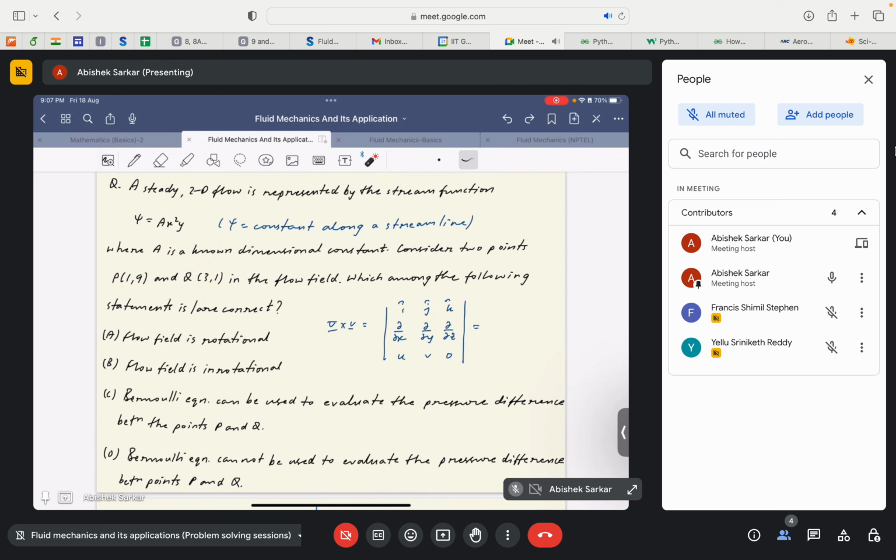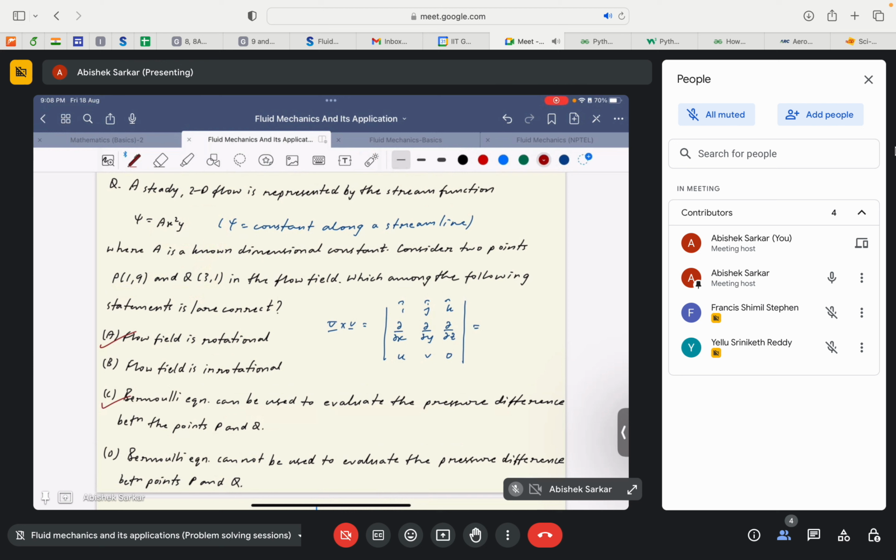But we again saw that since these 2 points lie along the same streamline, we can apply Bernoulli's equation to evaluate the pressure difference between points P and Q. Since the condition that the 2 points should lie along the same streamline is satisfied, it is irrelevant whether the flow is rotational or irrotational.